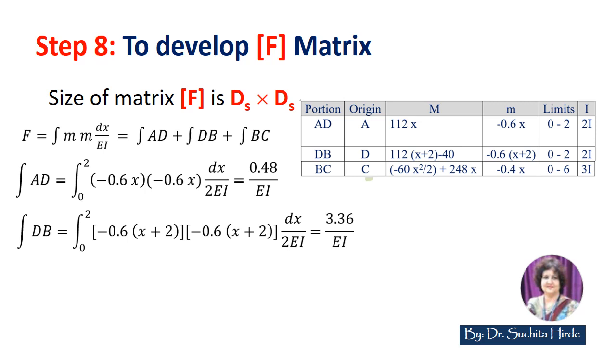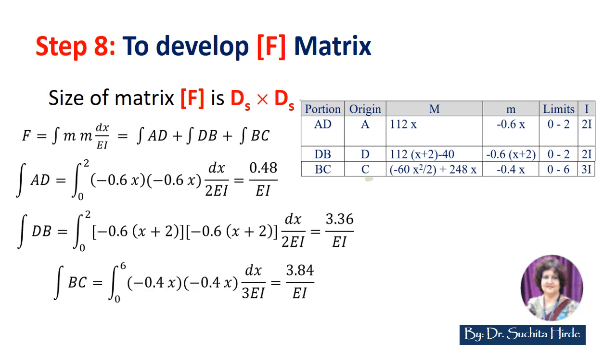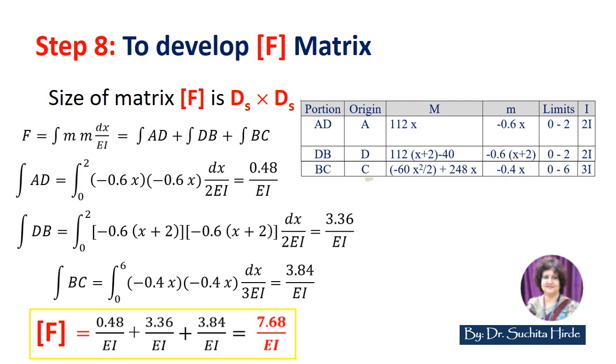Similarly, you can write for portion DB. For portion DB, small m value is minus 0.6x plus 2. So calculate the value. You will get 3.36 upon EI. Similarly, calculate for portion BC. You will get 3.84 upon EI. Now add all these three values. So after adding all these values, you will get F matrix as 7.68 upon EI.